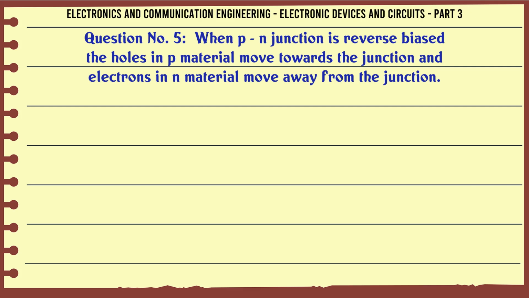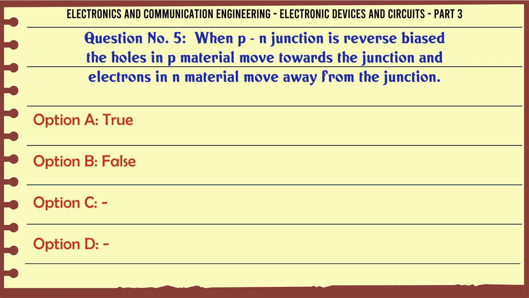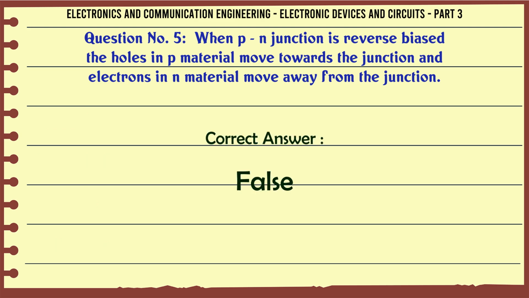When P-N junction is reverse biased, the holes in P material move towards the junction and electrons in N material move away from the junction. A. True, B. False. The correct answer is false.